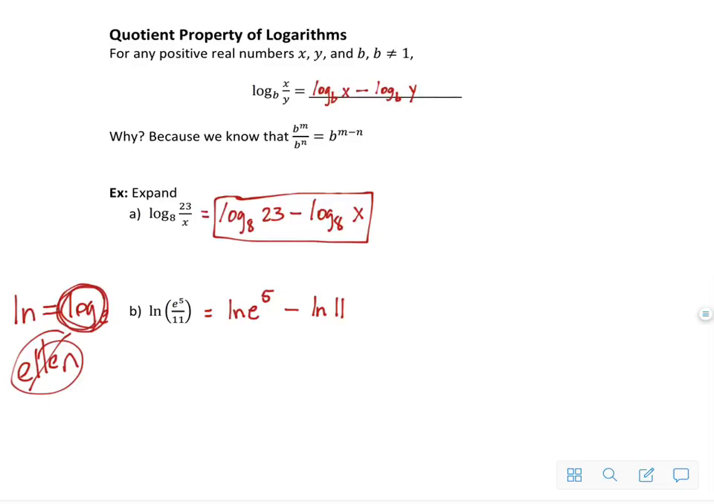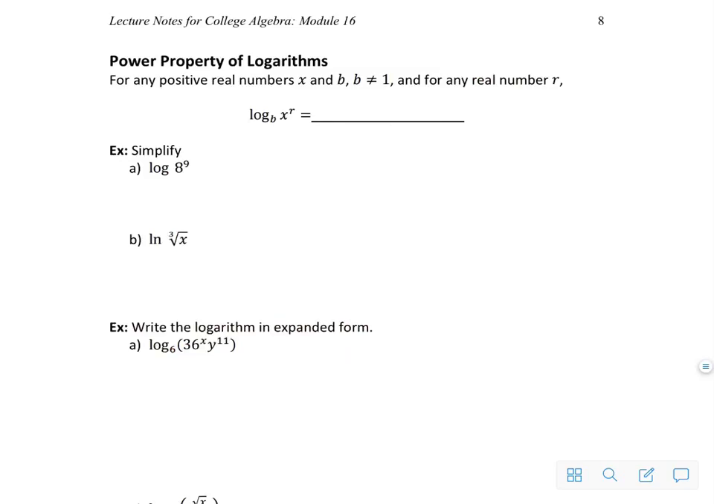Because the natural log is the same thing as log base e, notice that on the first term here, the log and the e will cancel, and I'm left with just 5. But that natural log of 11, there's nothing else I can do there other than plug it in my calculator, but it's not a word problem, and it doesn't tell me to plug it in my calculator. I'm going to leave it in that form. Okay, so that's the quotient property, and the last property I want to mention is the power property. So there's one last thing we can do.